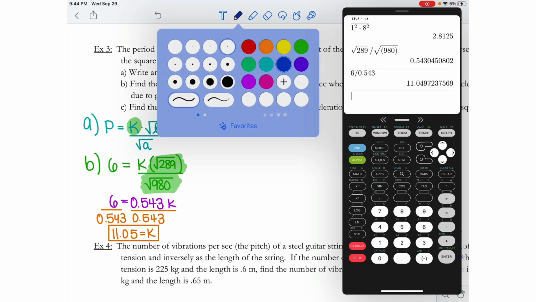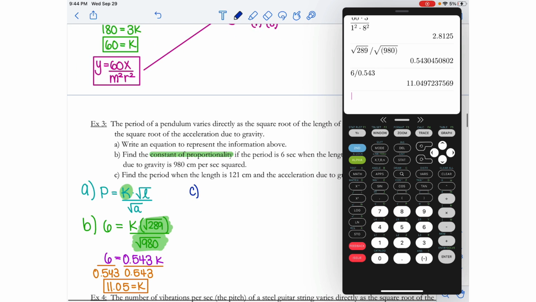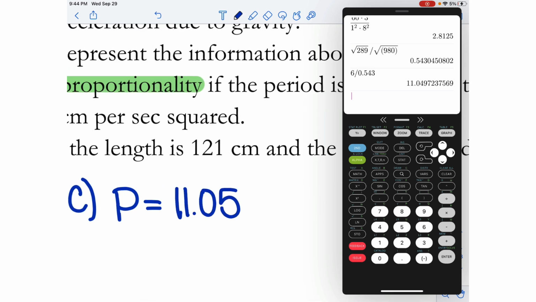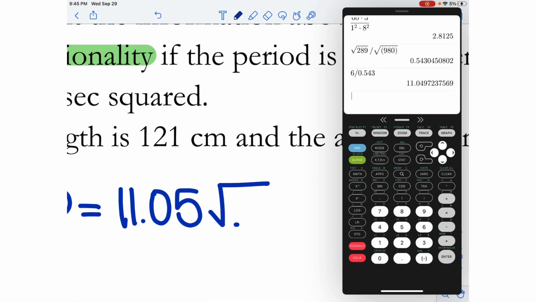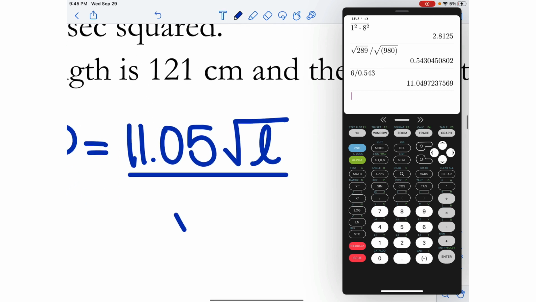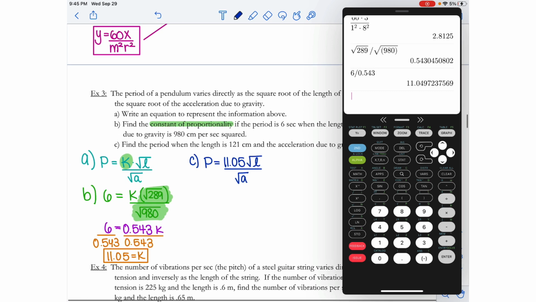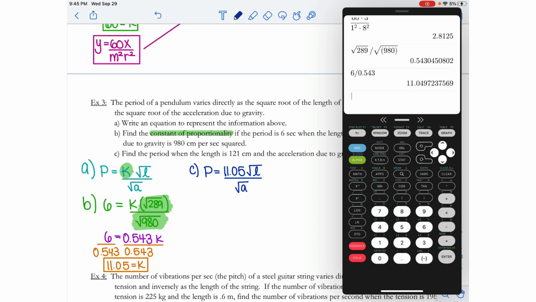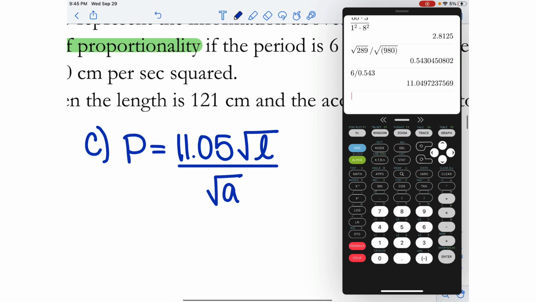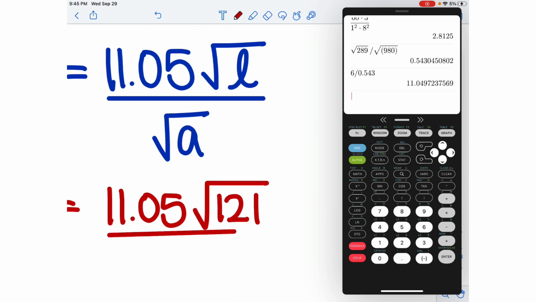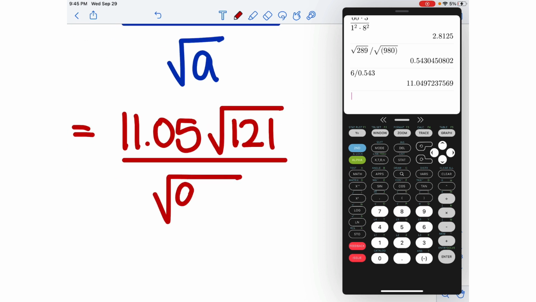So now I'm going to write for part C my new formula. My new formula is P equals, and instead of k, I'm going to write 11.05, because I just found k, and then times the square root of L over the square root of A. All right, so now I'm going to solve the problem. The problem says find the period, so I'm looking for P, when the length is 121 and the acceleration due to gravity is 980.